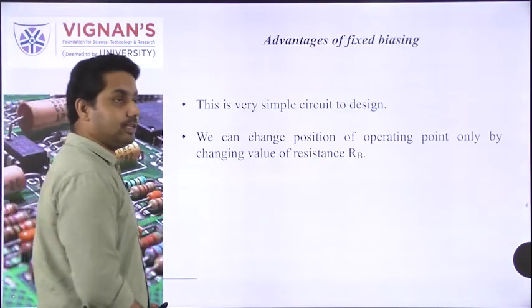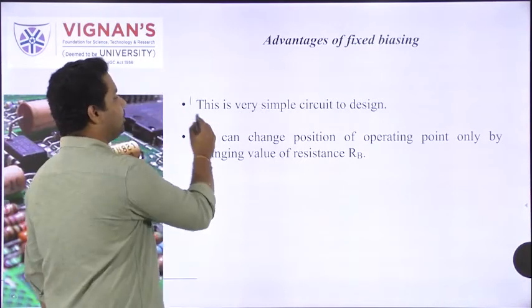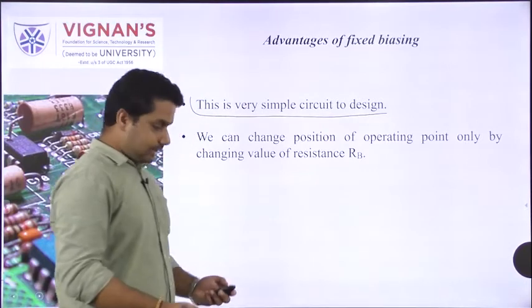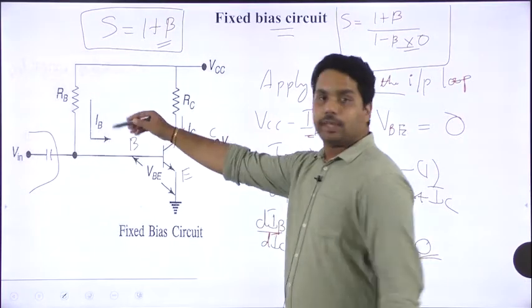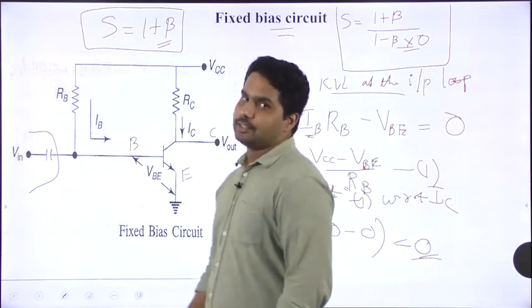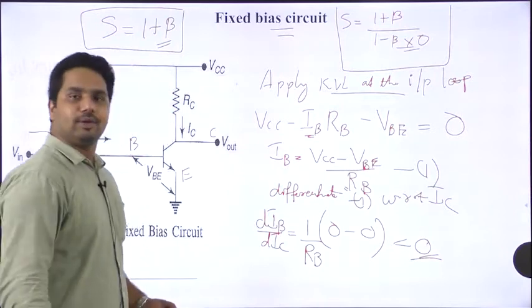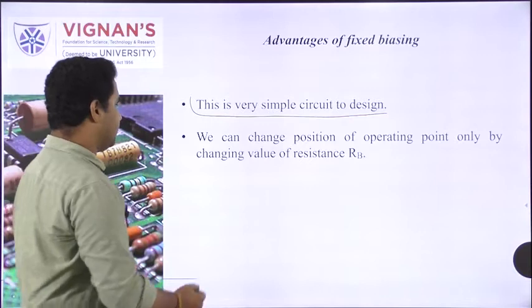Let us see some of the advantages of this one. This is a very simple circuit to design. You have seen that one RB resistance is connected from VCC to the base of the transistor. So circuit design or construction is very simple. So this is an easy circuit to design.